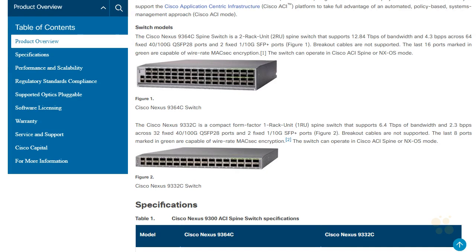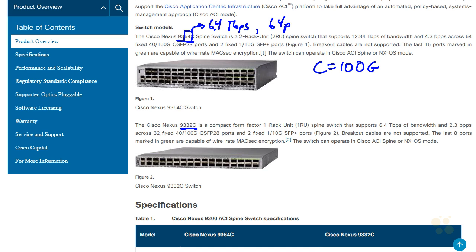We have the 9364C and the 9332C. Now remember from our conversation around how Cisco names their switches that the C is equivalent to saying we have 100 gig on these switches. And when we only have two numbers, this is a minor point that we covered, but when we say 9364, that 64 not only refers to the bandwidth as being 6.4 terabits per second, but also has 64 ports, which is exactly what we see here with both switches, really.